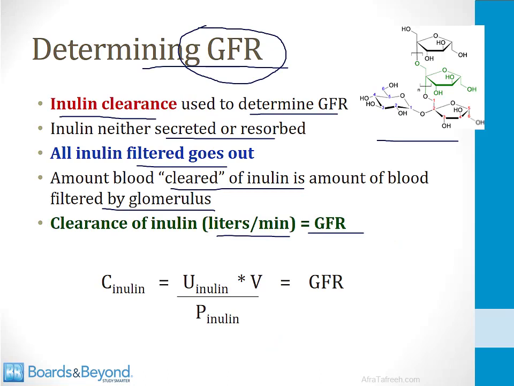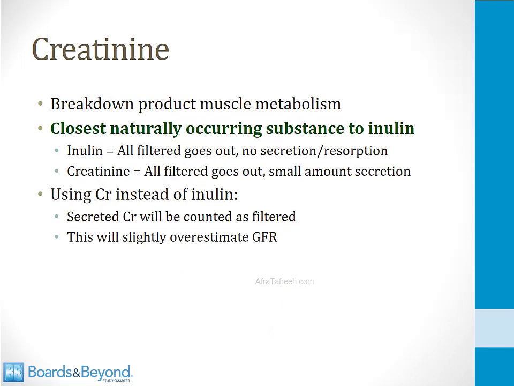And as I showed you before, the equation for clearance is on the screen here. The clearance of inulin is the urinary concentration of inulin times the urine volume flow divided by the plasma inulin concentration. And we can measure all these variables in an experiment after we administer inulin to a patient, and then we can determine that patient's GFR. In clinical practice, we never use inulin clearance to determine GFR. Inulin clearance is only used as part of physiology experiments.